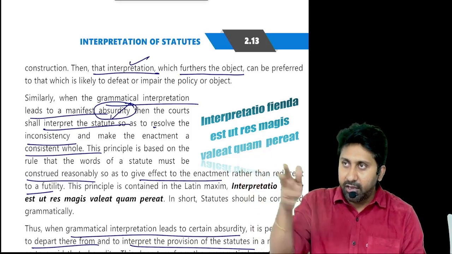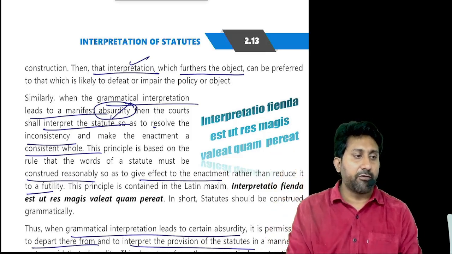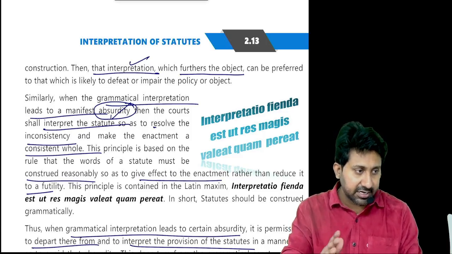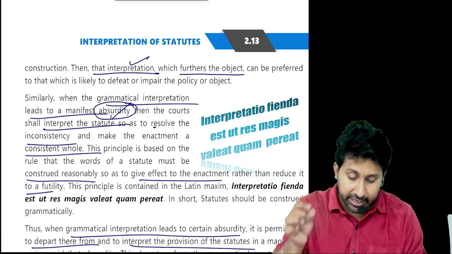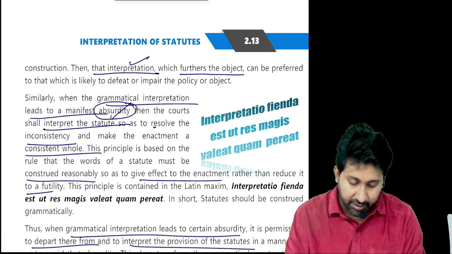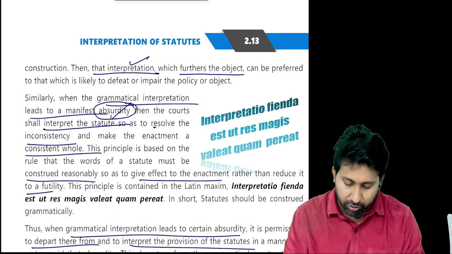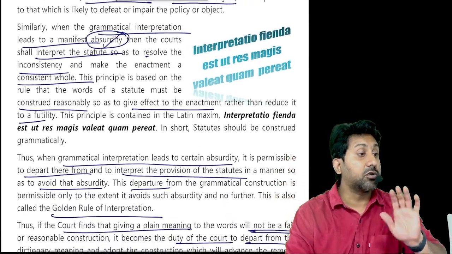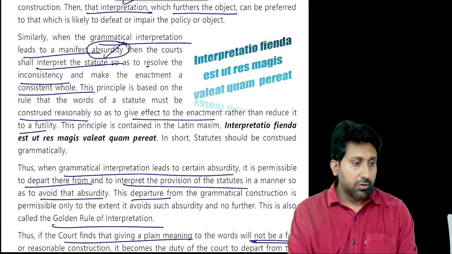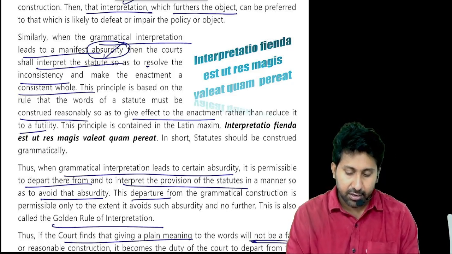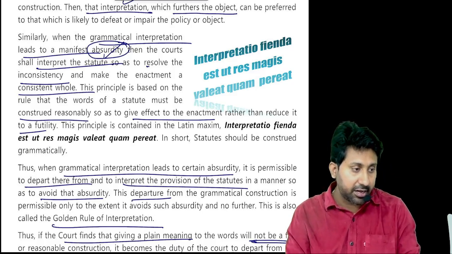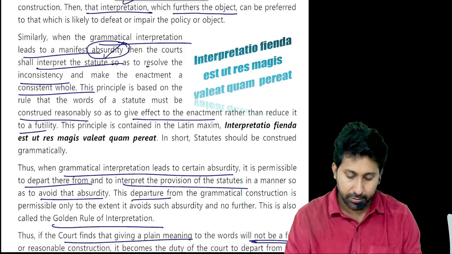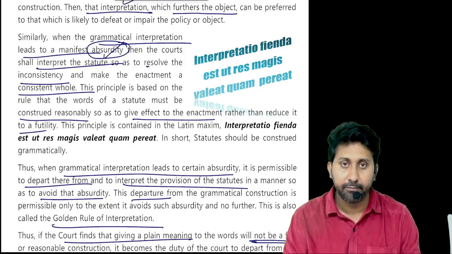Lawmaker wanted to tell one thing. If I give this meaning, it is against the provisions of what he wanted to convey. Okay? If the grammatical interpretation leads to absurdity or inconsistency, then the courts shall interpret the statute so as to resolve that inconsistency and avoid that absurdity. Last point.